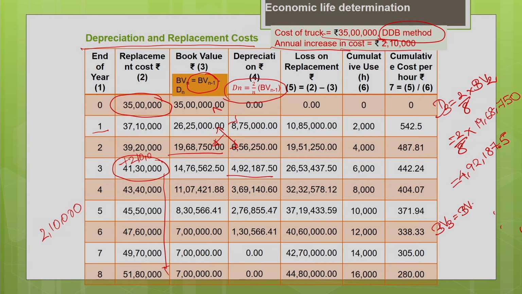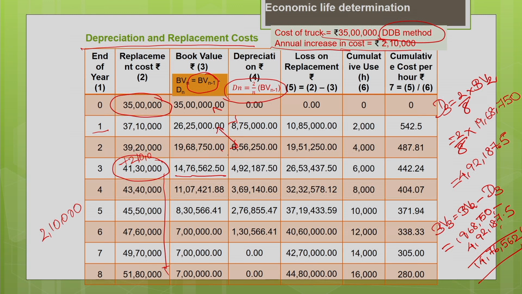Now, you calculate the book value at the end of the third year. It is nothing but the book value at the end of the second year minus the depreciation for the third year. What is the book value at the end of the second year? It is 19 lakh 68,750, minus the depreciation for the third year, 4,92,187.5. If you subtract both, you will get the book value for the third year as 14,76,562.